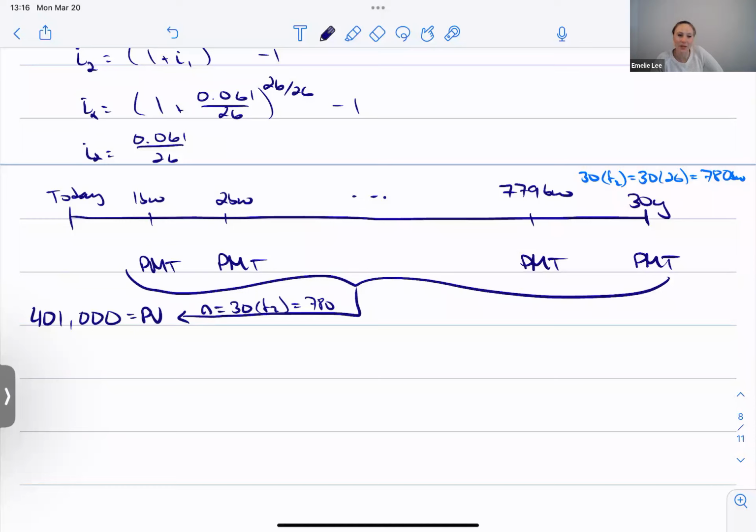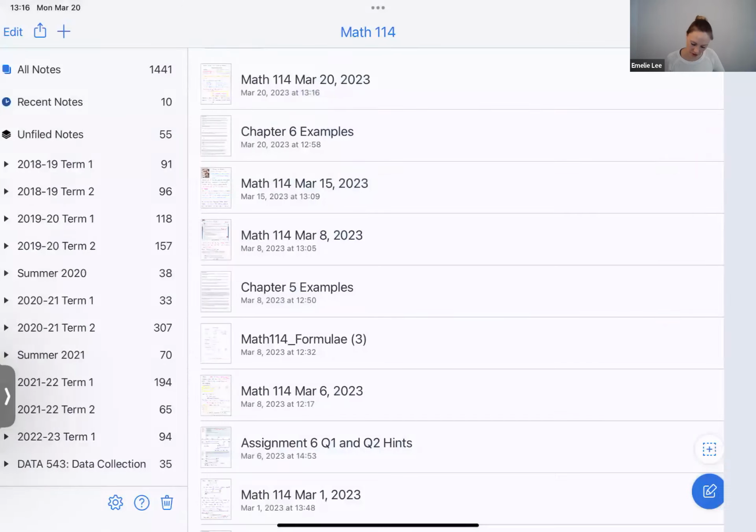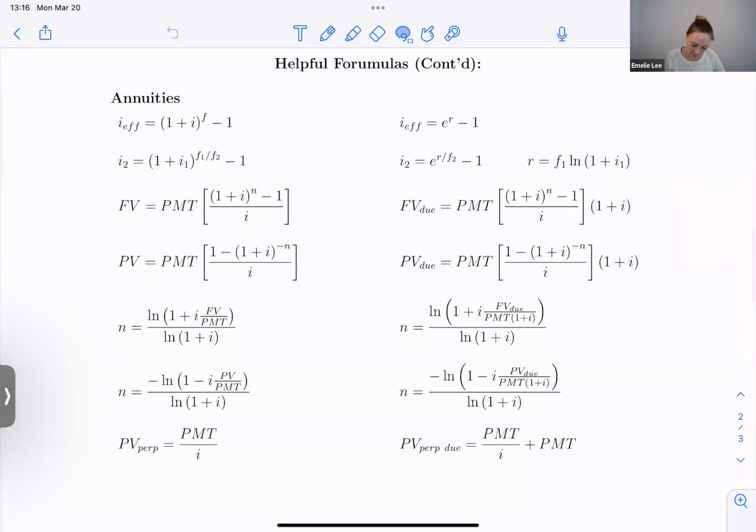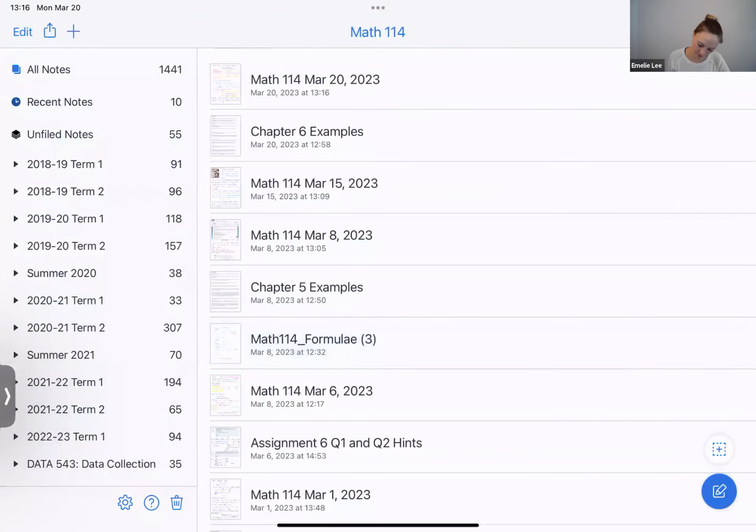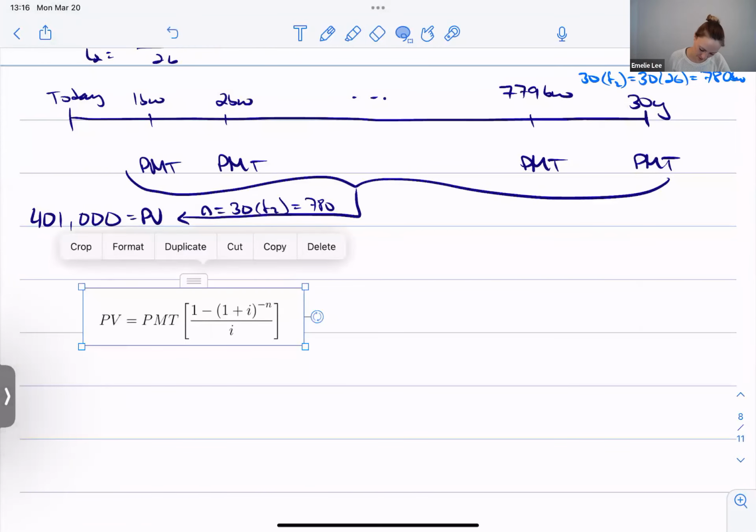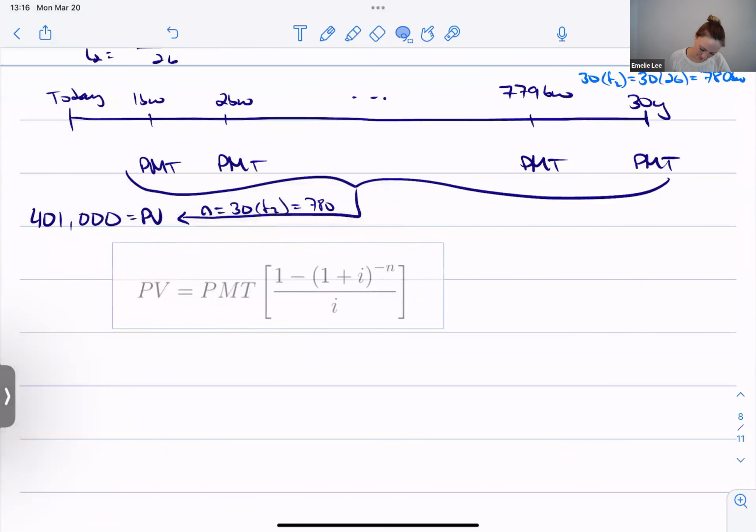Since I have the present value, then I need to use that present value version of the formula, right? Because what would the future value be? If I borrow 401,000 and I'm going to pay it off in 30 years, how much do I owe at the end? 0, right? So that's how it works. So we were told we have 401,000 is the present value.